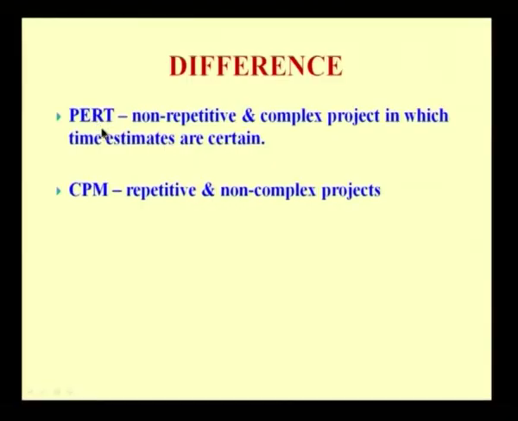The basic difference between the use of the critical path method and the program evaluation and review technique is that PERT is non-repetitive and works well with complex projects in which time estimates are uncertain, whereas the critical path method is purely repetitive and could handle only non-complex projects.